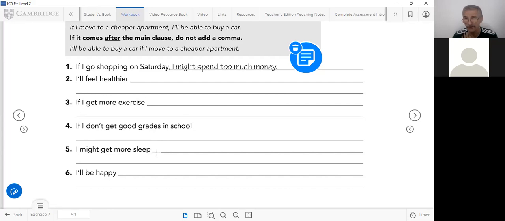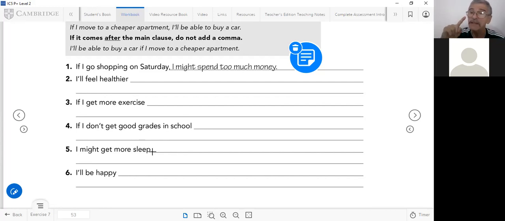Why? Because my granddaughter starts shouting around the kitchen, and I am in my bedroom and cannot sleep at all. So I might get more sleep if my granddaughter doesn't make so much noise. You understand? Another possibility: I might get more sleep if I sleep late.